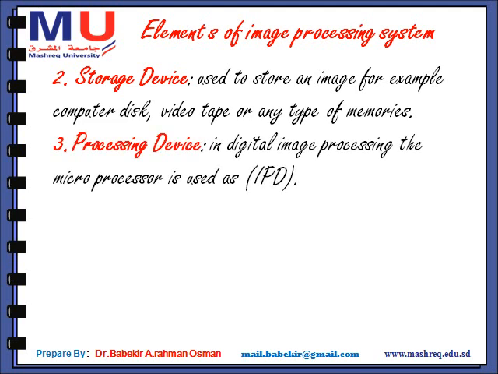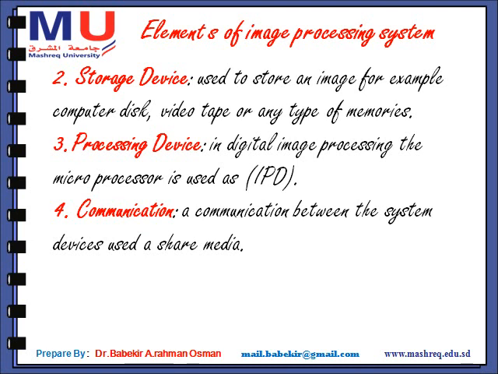The next component is the processing device, used for processing image data, or actually digital image processing. It can be either a microprocessor, computer system, or micro DSP, digital signal processing. The next component is the communication pathway or communication device, which connects the system devices and works as a shared medium for data exchange between components.